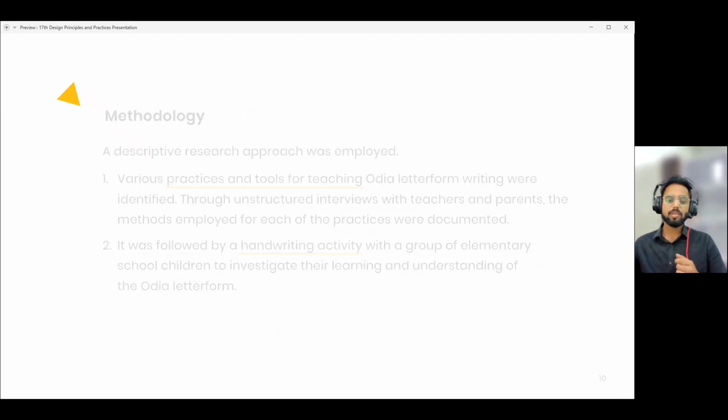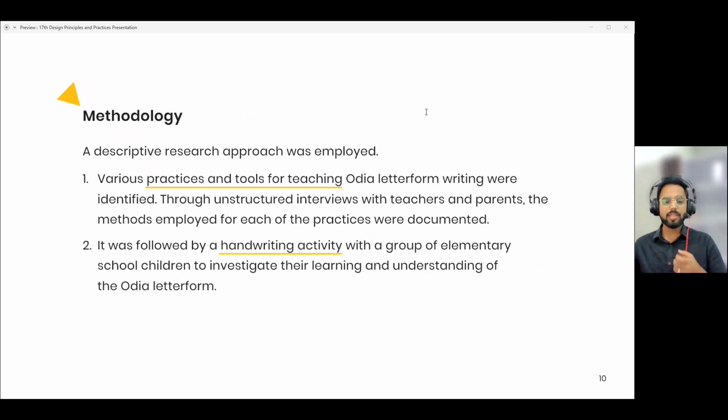children. In this context, our study employed a descriptive research approach and it was done in two parts. In the first part, various practices and tools for teaching Odia letter form writing were identified, and through unstructured interviews with teachers and parents, the methods employed for each of the practices were documented. This was followed by a handwriting activity with a group of elementary school children to investigate their learning and understanding of the Odia letter form.